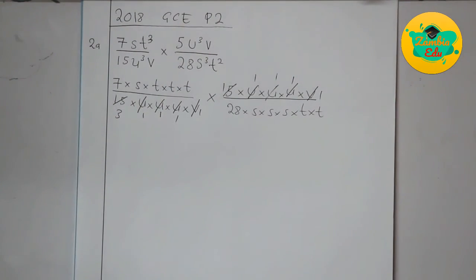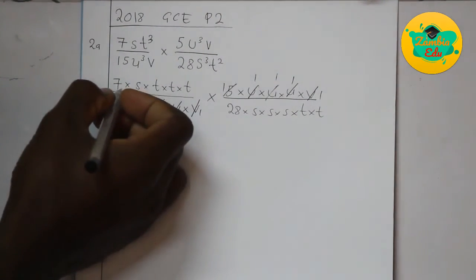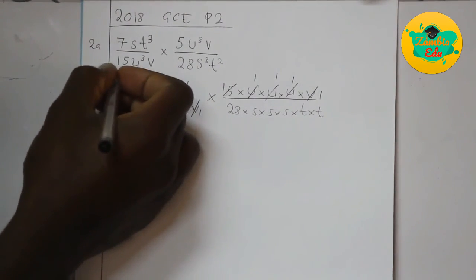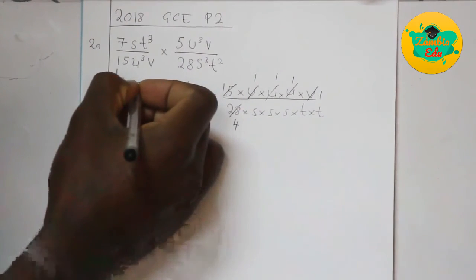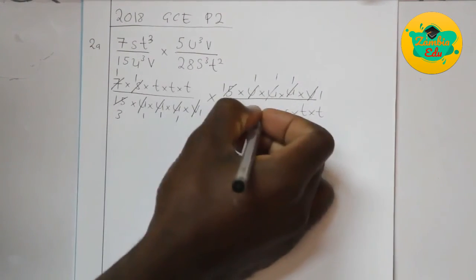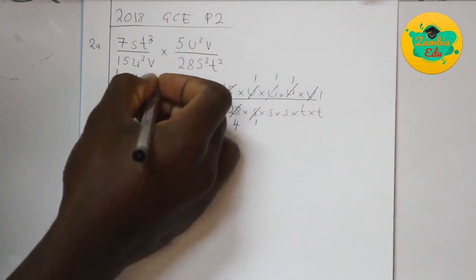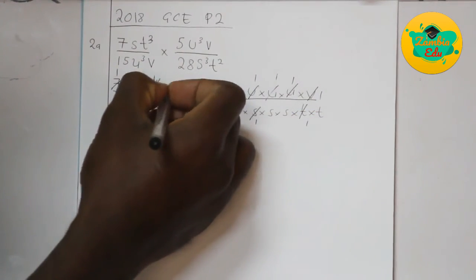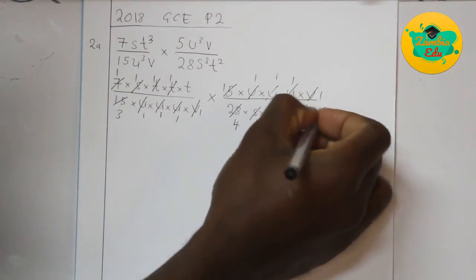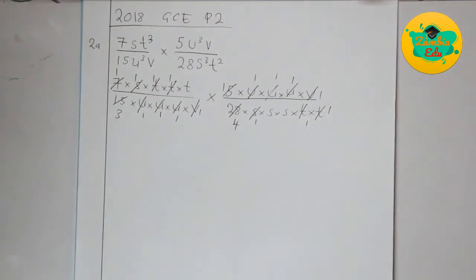We come the other side. Okay, 7 there, 1, 7 there, 4. S there, 1, S there, 1. T there, 1, T there, 1. T there, 1, T there, 1.